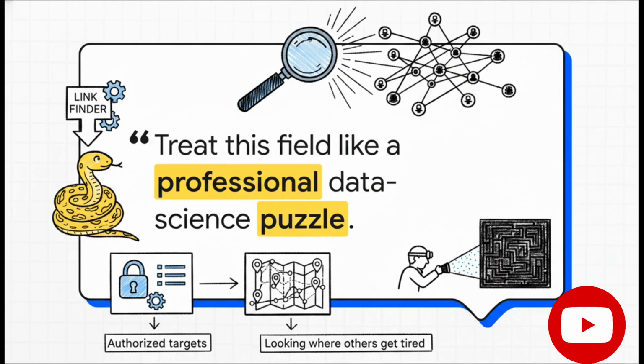So here's my challenge to you. Download Python, pull down the LinkFinder toolset, find some authorized target listings, and start mapping the web's hidden architecture today. What hidden endpoints will you uncover first?